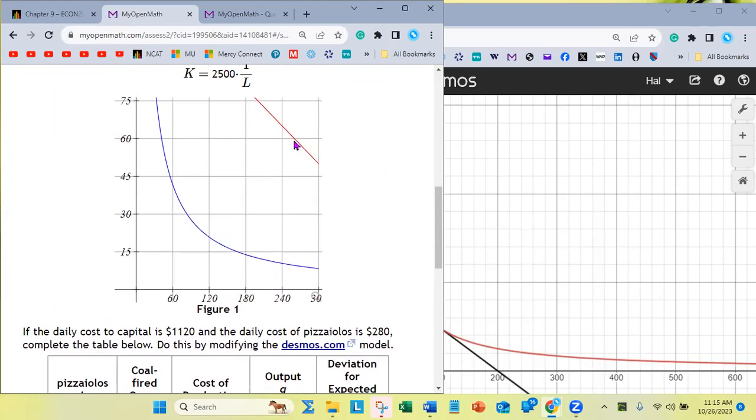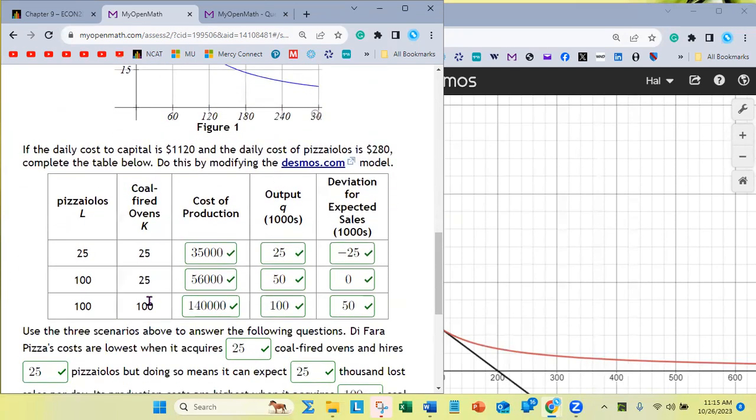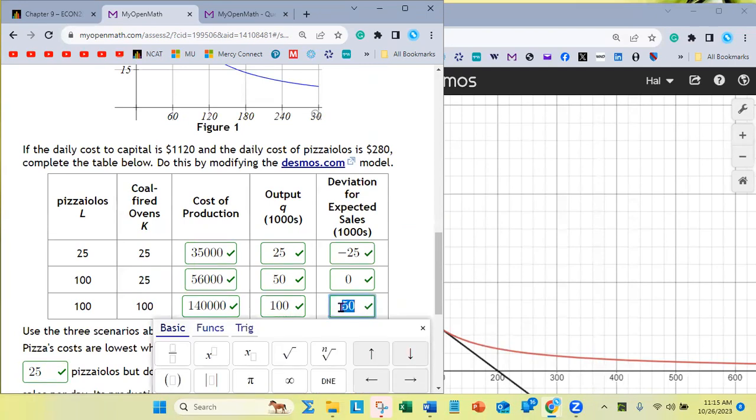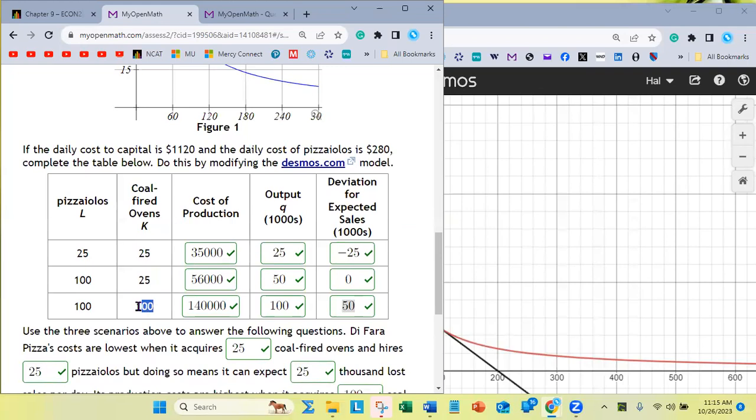So in this situation, once you have these ovens and you're overproducing, what are you going to do? You're going to scale back. Well, you can't really scale back on your capital. What you can do is hire fewer workers. You're going to have a high cost.